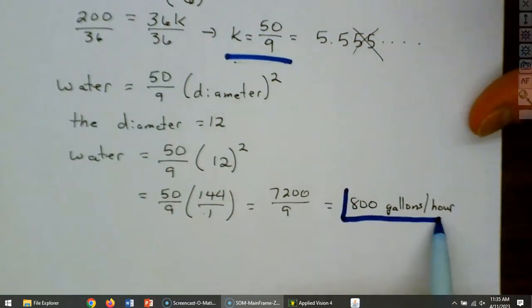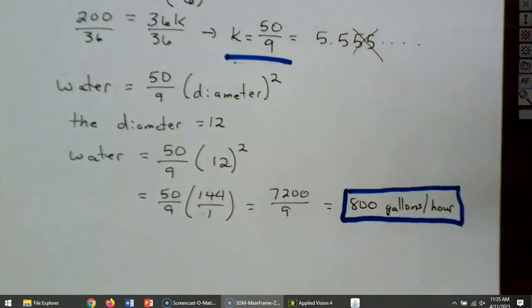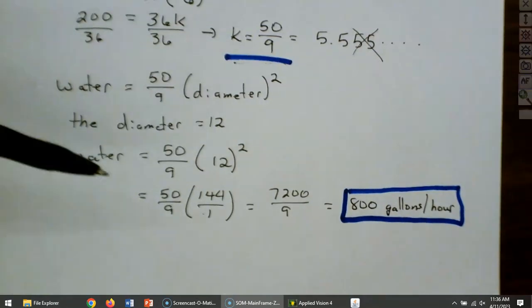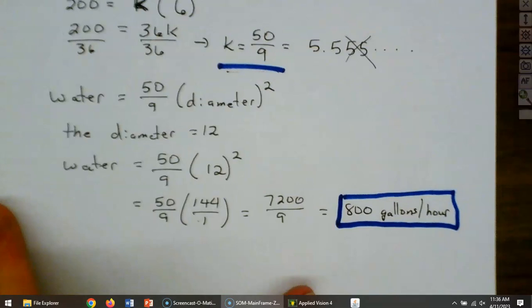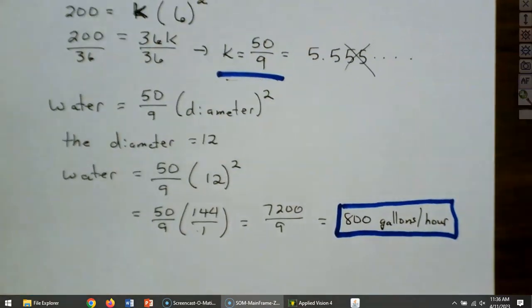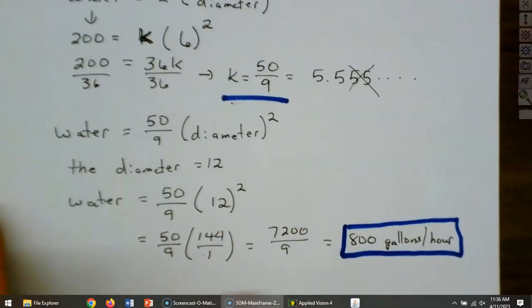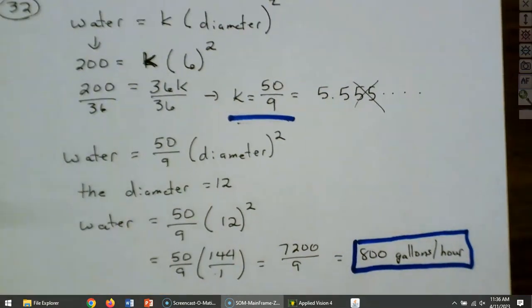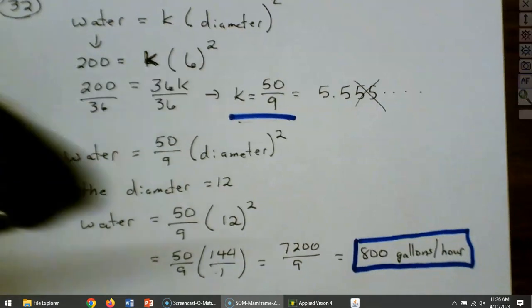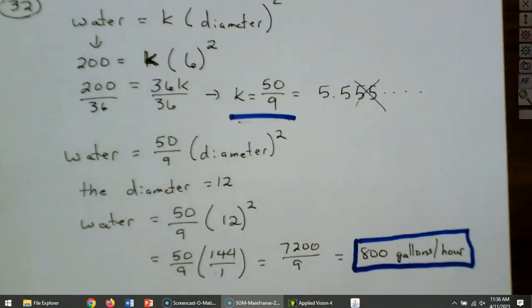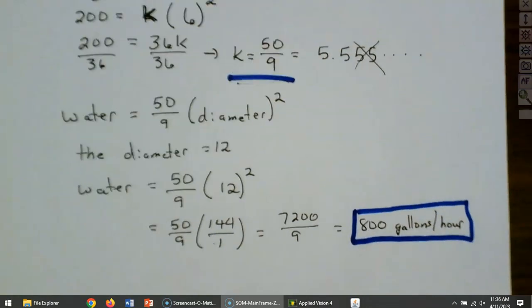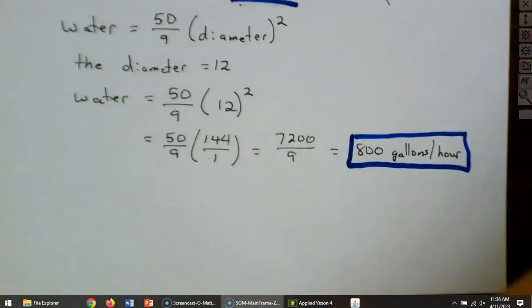And units are important, so please make sure you put the correct units on there. So if I increase that pipe by doubling it, we actually increase the flow rate by 4 times. Because at 6 inches, we could get through 200 gallons. If we double the 6, we get 12, but we more than double the output. We got out 800 gallons. That's why it's the direct variation to the square.